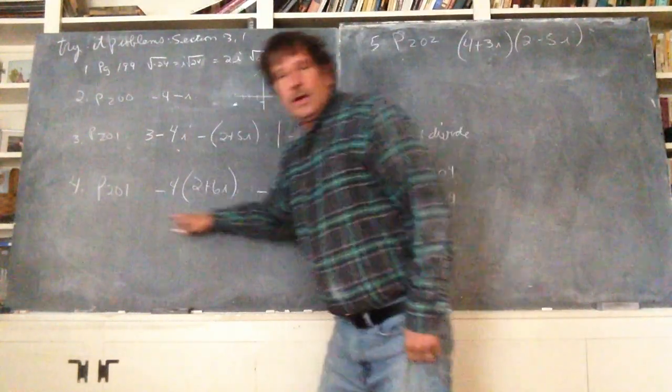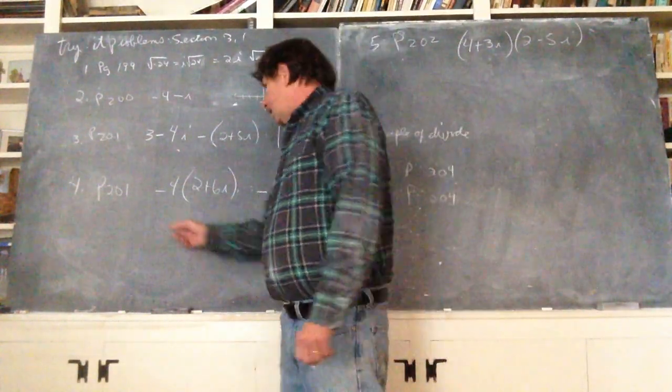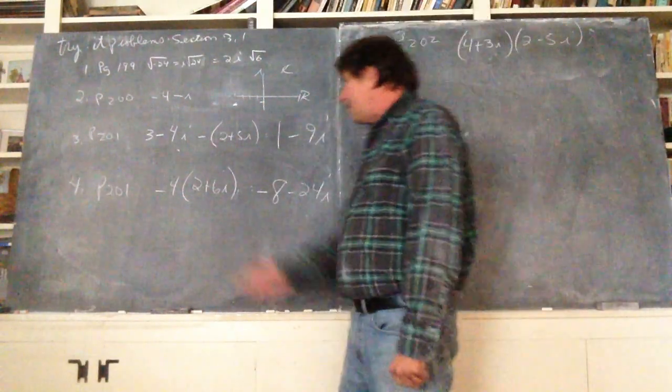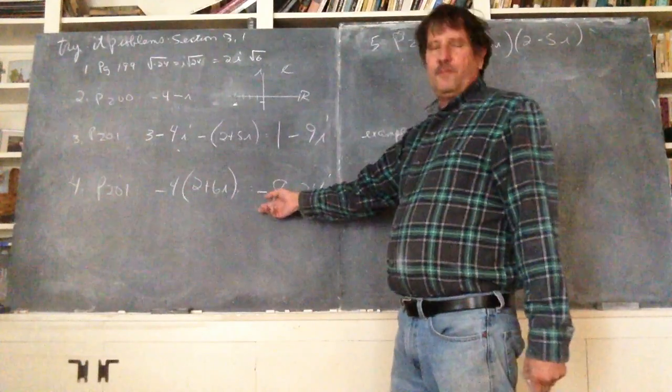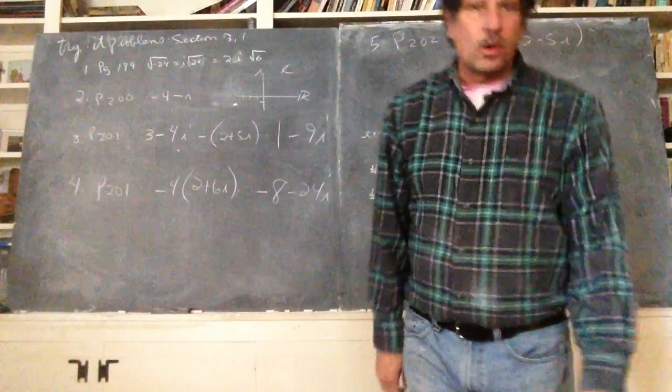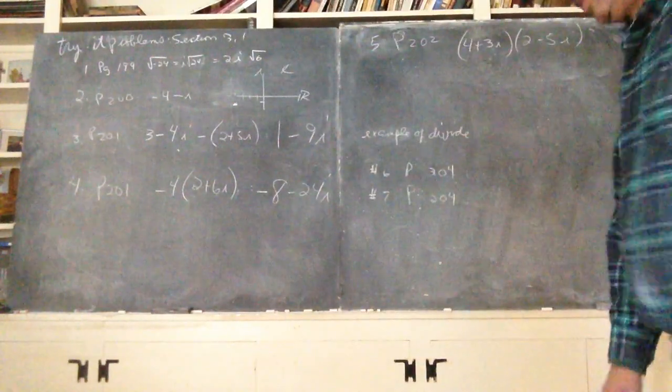And then the last one that I just did is a constant times an imaginary number. Negative 4 times 2 is negative 8. Negative 4 times 6i is negative 24i. So I did those 4 for you real quick.